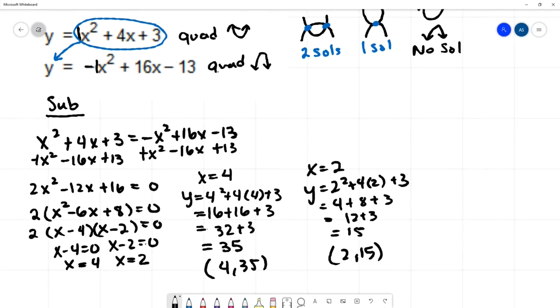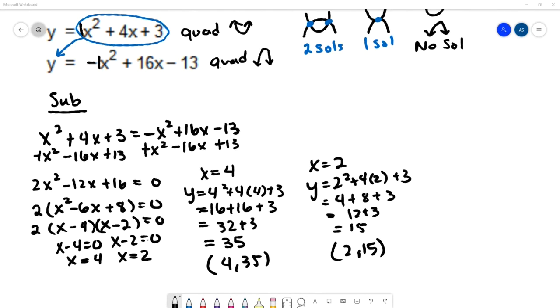Now let's try again using the elimination method. Let's see what that would look like.